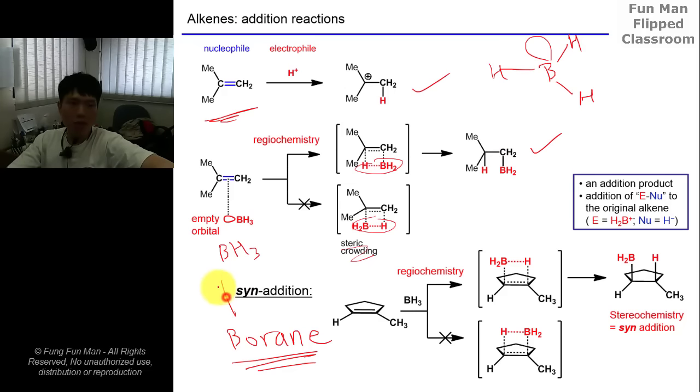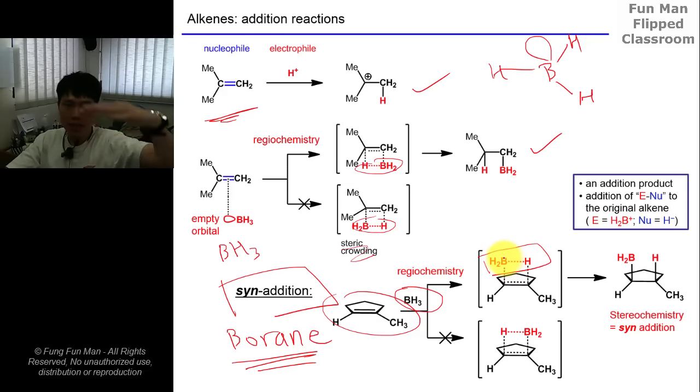This is what we call a syn addition because if you use an alkene in the presence of BH3, it must come from the same side. The incoming groups are from the same side. So this stereochemistry, we call it syn addition. Syn, same side.